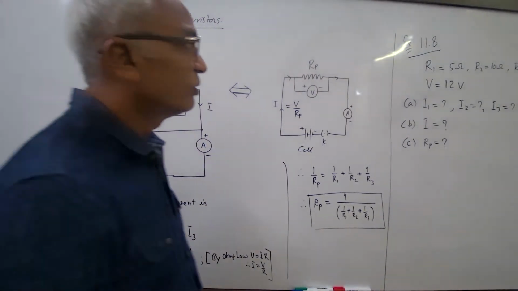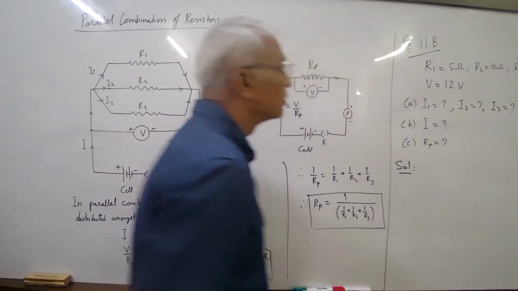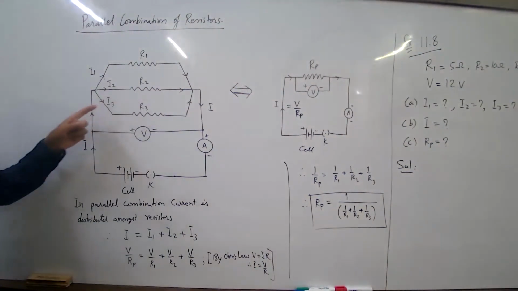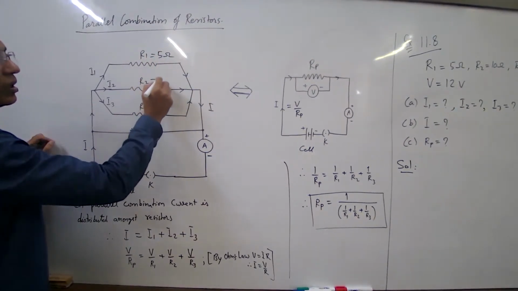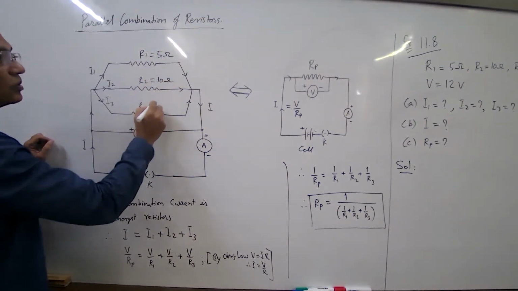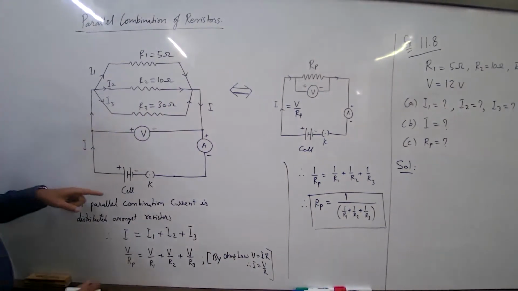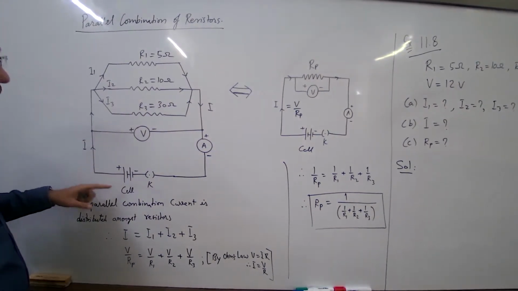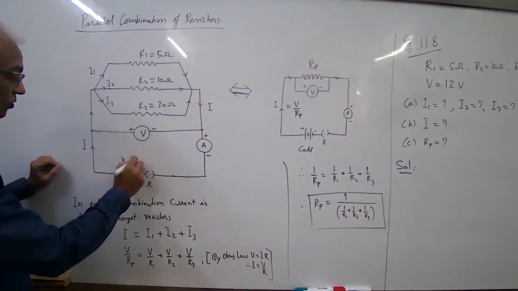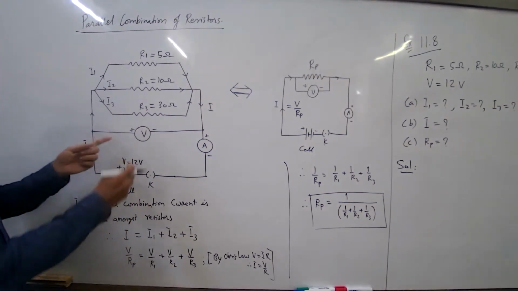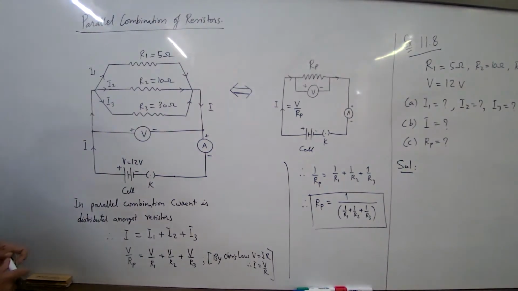So how will you find I1? So I1 will be V upon R1. Look, it is the same circuit that can be used. R1 is 5 ohm here, R2 is 10 ohm, R3 is 30 ohm. What is V given? 12. 12 is the total, so this V will be the same in this case. So you find out.